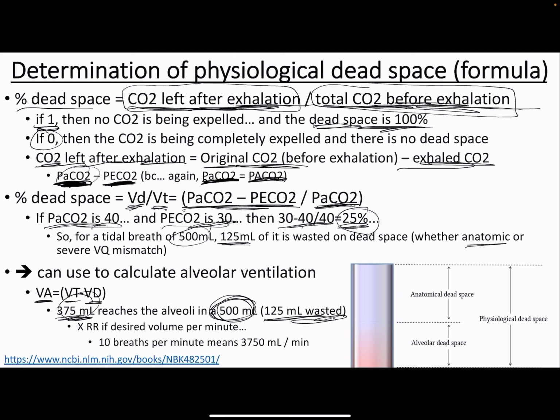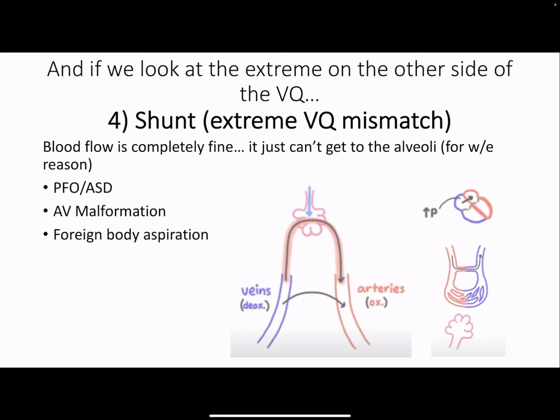Sometimes they want this per minute. Well, then we'll just multiply by the respiratory rate. If I have 10 breaths per minute, then it would be 3.75 liters reaching the alveoli per minute. All right, if we look at the extreme on the other side of the VQ, we have a shunt. So here, the blood flow is completely fine. It just can't reach the alveoli for whatever reason.